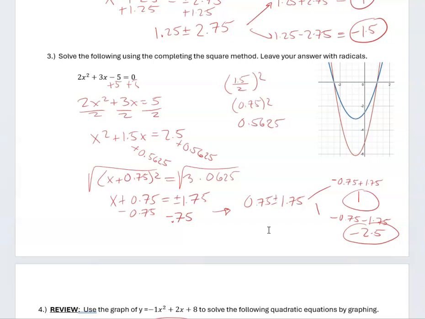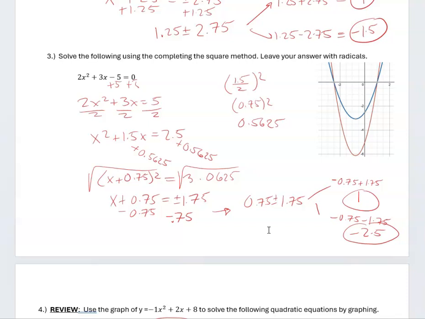When you do half of b and square it, you get 0.5625, and that's what you're going to add to both sides. But remember, before you square it, that's the number that goes in the parentheses. So it's x plus 0.75 squared equals, and you end up getting 3.0625. When you square root that, you get nice answers of 1.75, so it's going to be plus or minus 1.75. Subtract the 0.75 from both sides, and you get your two answers of 1 and negative 2.5.